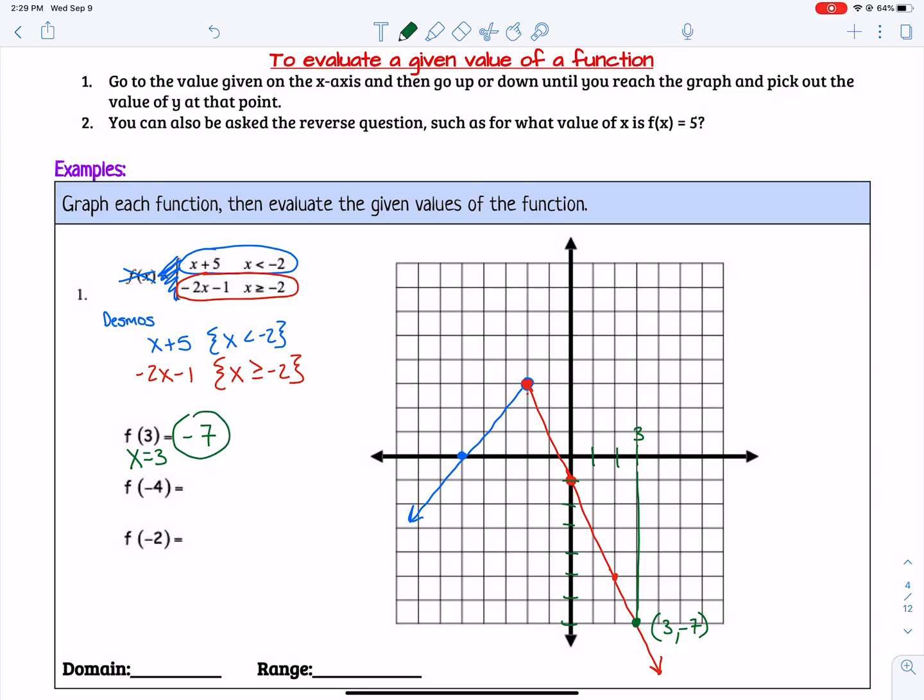All right, so let's look at f of -4. Let me change colors. So f of -4, go to x equals -4, and pick out the value of y at that point. So 1, 2, 3, 4. At -4, looks like y is equal to 1, if I had graphed that a little bit cleaner.